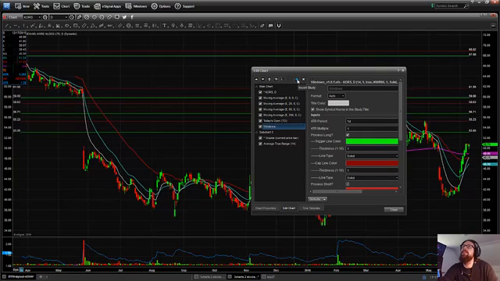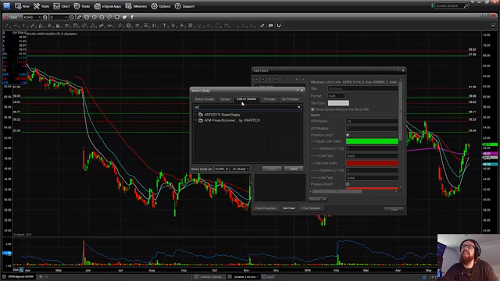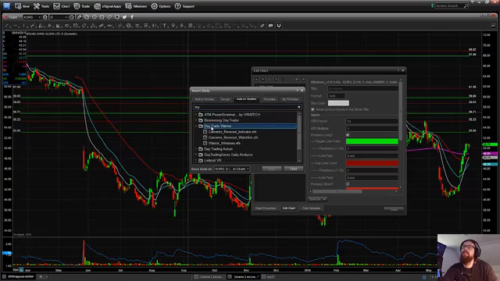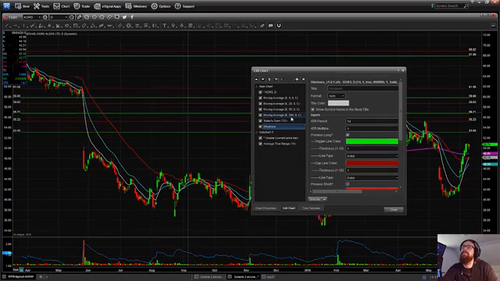Okay, so what you can do to insert a study, you press this little plus button, insert the study, and then you go to add-on studies, and you start typing in Day Trade Warrior, and you can see Warrior Windows right here, and then you can apply that study.